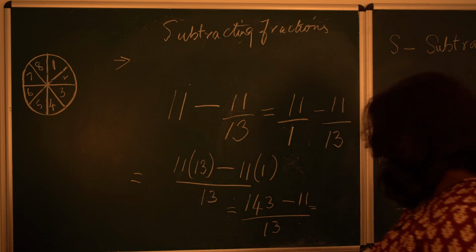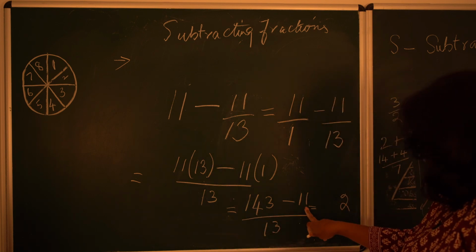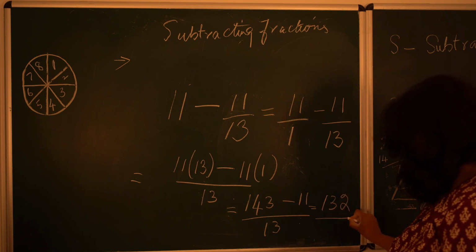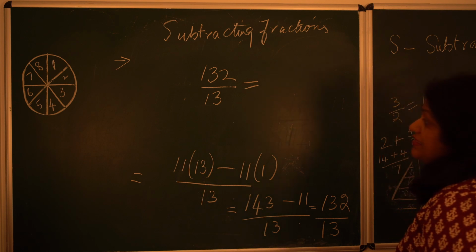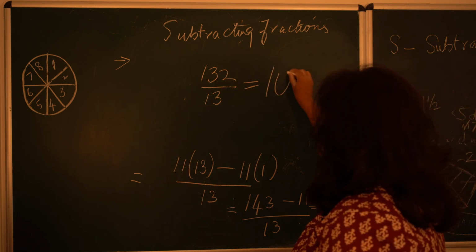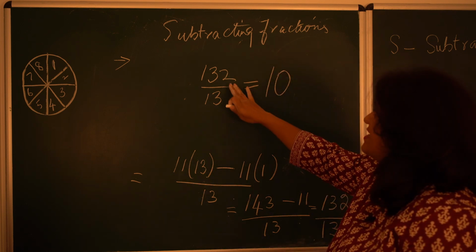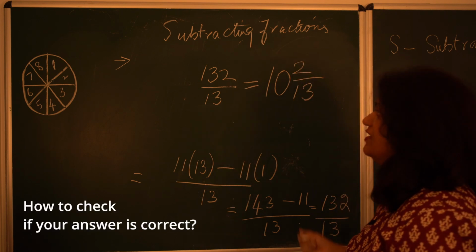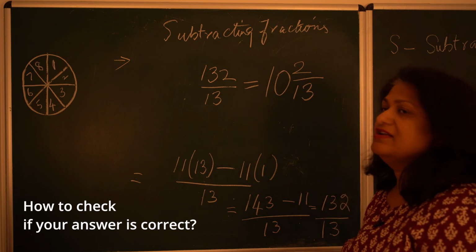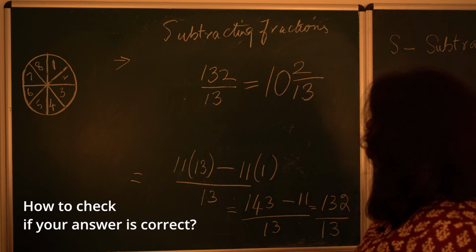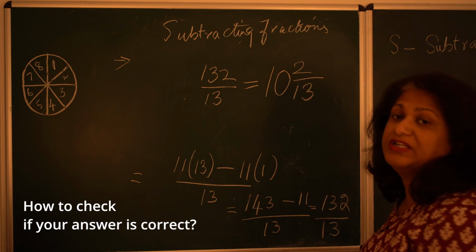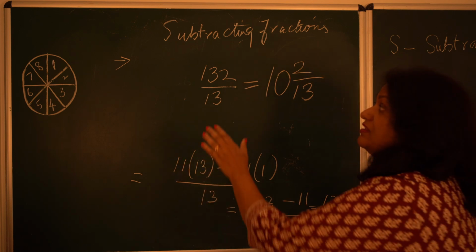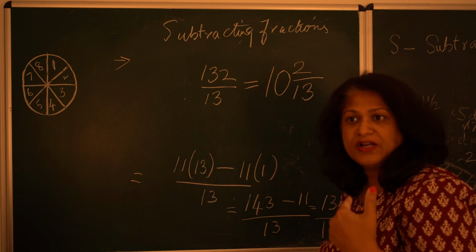So this will be 2. 3 minus 1 is 2. 4 minus 1 is 3. And then I have a 1 divided by 13. 132 divided by 13 will be 10 times whole number. Leftover, or my remainder, is equal to 2 divided by 13. Let me check my answer. 13 times 10 is 130. 130 plus 2 is 132. So am I getting this number? Absolutely. So this is how you will subtract from a whole number. So remember this. This is the third kind of subtraction when it comes to subtraction in fraction.